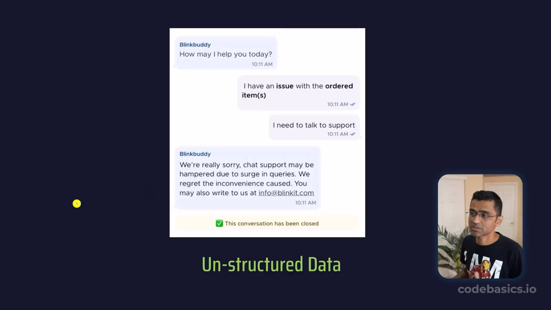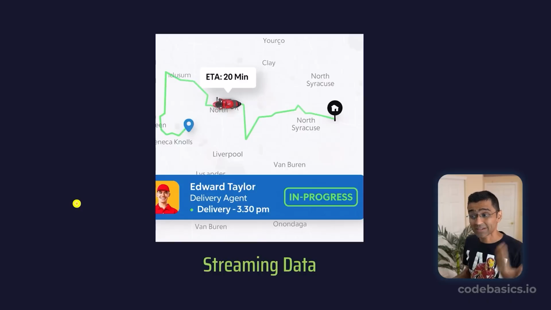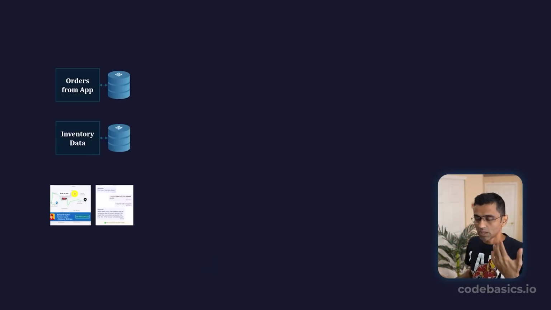You might also have unstructured data, such as you might be using the chatbot to talk to Blinkit, and all these chat transcripts are stored as unstructured data. You might have streaming data where you're locating where your driver is, and all that data is stored as streaming data in some backend server. So if you think about Blinkit or any other business, they will have multiple data sources, which will include unstructured and structured databases.